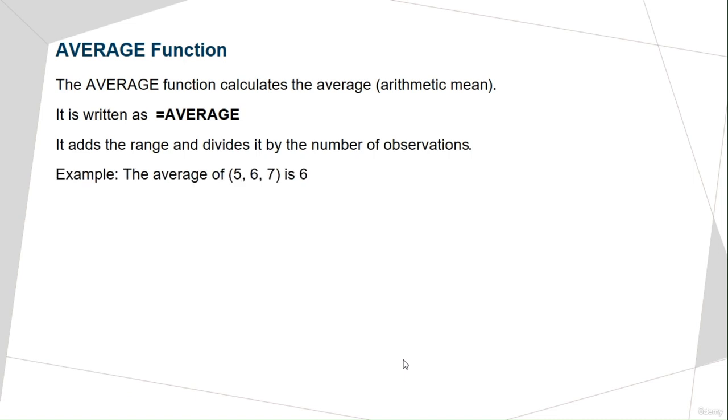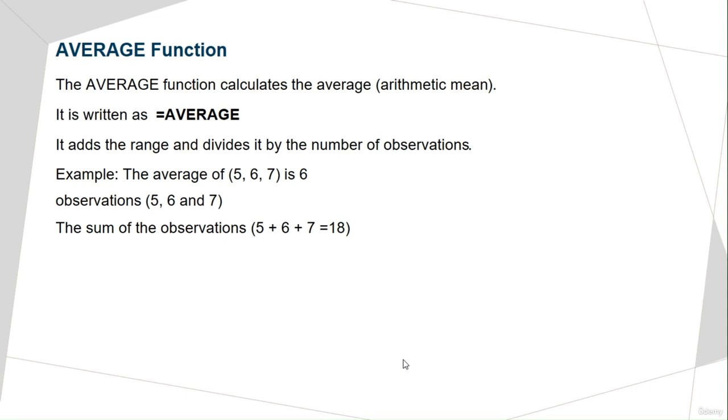Take a look at this theoretical example. The average of 5, 6, 7 is 6. How did we get this 6? The observations are 5, 6, and 7. The sum of the observations is 18. So 5 plus 6 plus 7 is 18.